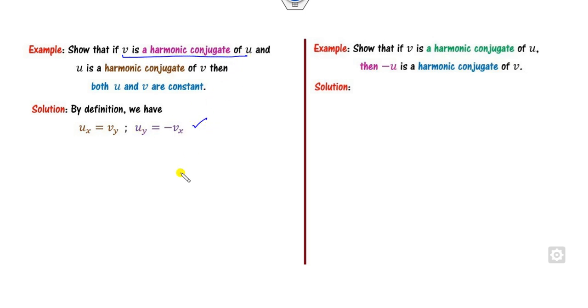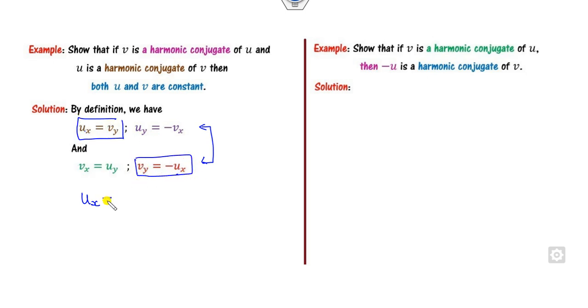It means it satisfies the CR equation. Similarly, U is the harmonic conjugate of V. Again, it satisfies the CR equation, which is here. So from both sides, if I substitute Ux here, can you solve these two equations? What do you get? You will get both as 0.